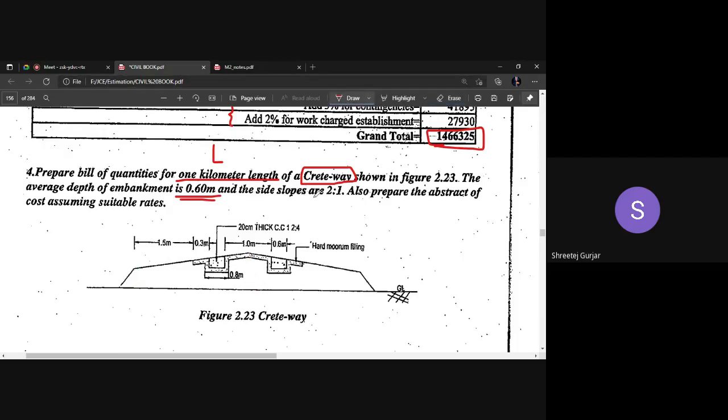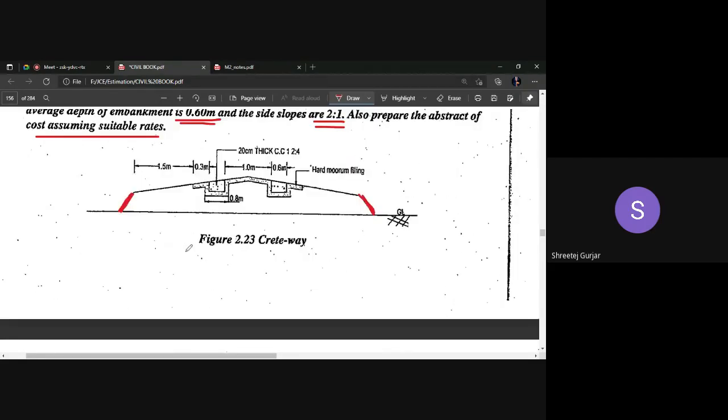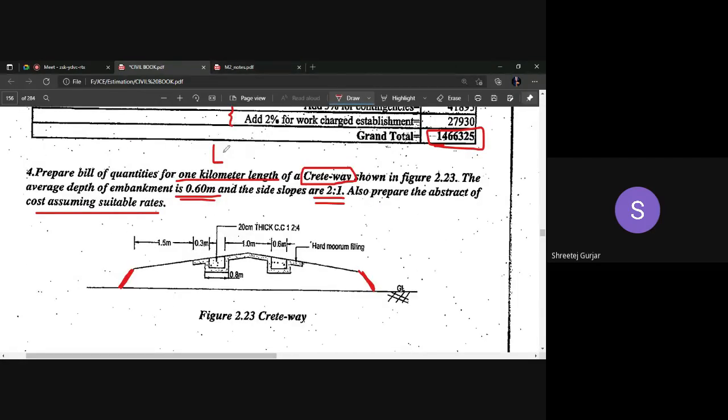And the side slopes are 2:1. Side slope is mentioned as 2:1. Also prepare abstract of cost considering suitable rates. So we have to prepare cost, that is your abstract, along with your quantity estimation. So this is regarding your question.